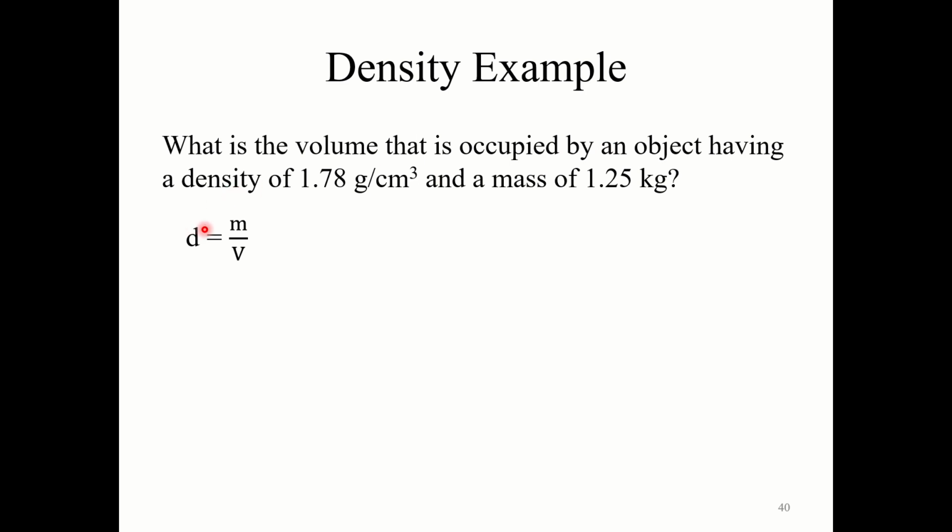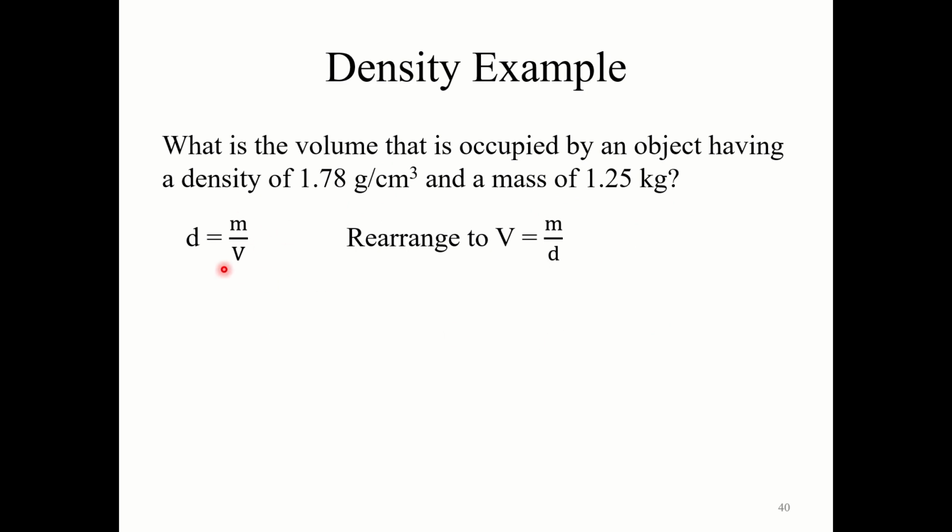Well, it states that the density is 1.78 grams per centimeter cubed. It states the mass is 1.25 kilograms. So you should notice here that we've got an issue. The units are different, right? My density is in grams, my mass is in kilograms. So I should probably convert this mass to grams before I proceed with the problem.